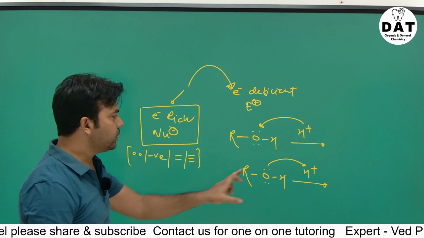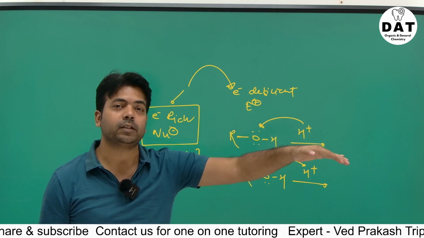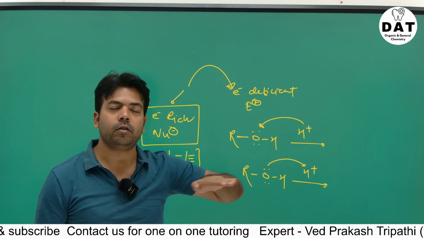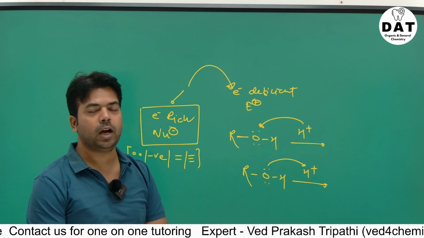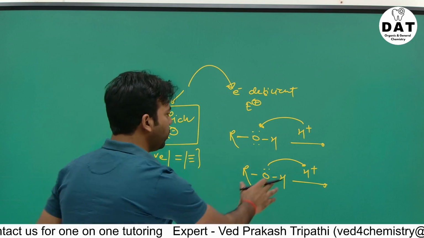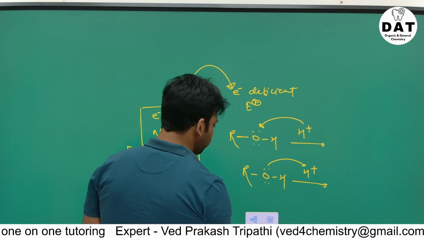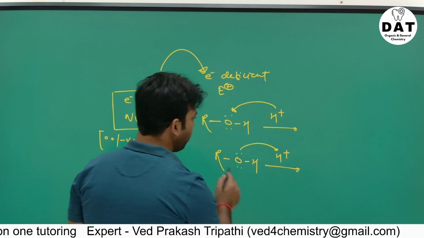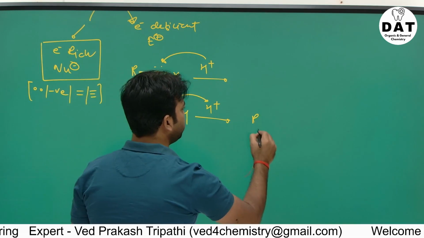Clear? And this means a flow of electron. Whenever the flow of electron takes place, it means there is a bond formation. So there is a bond formation from oxygen to this hydrogen. So if you want to write down the product of this arrow pushing, we can say it should be like this.